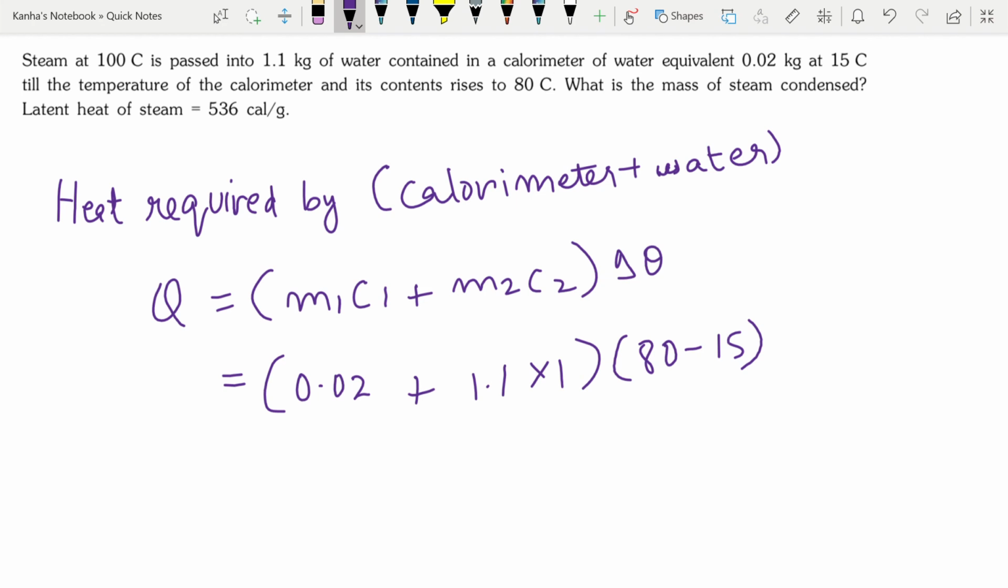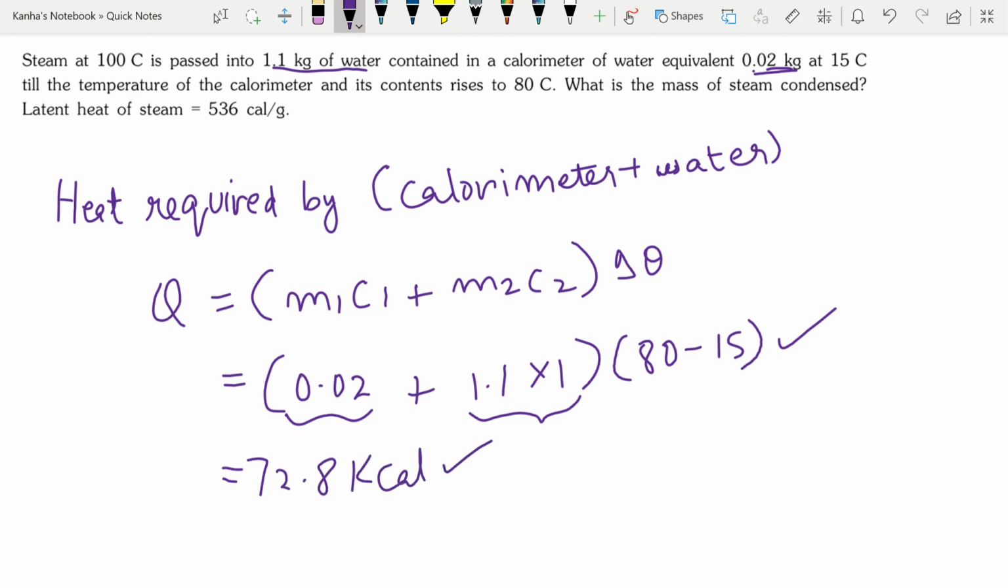So what you should note is, first of all, this is the mass of the water that you're having in kgs, and you're multiplying it with the specific heat of water, that is equal to 1. Next, when you talk about water equivalent, you just write this down as 0.02 into C1. C1 is again equal to 1, so you only have 0.02. The temperature difference is already given to you, so this turns out to be 72.8 kilocalories.